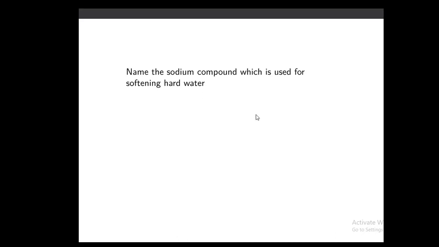Name the sodium compound which is used for softening hard water. Hard water is nothing but your bore water, the water which contains more salts. To soften this water, we are going to add one compound to it. What is that? Sodium carbonate.